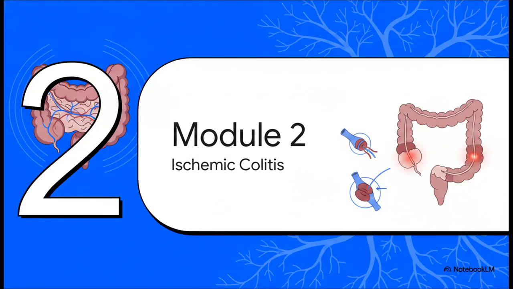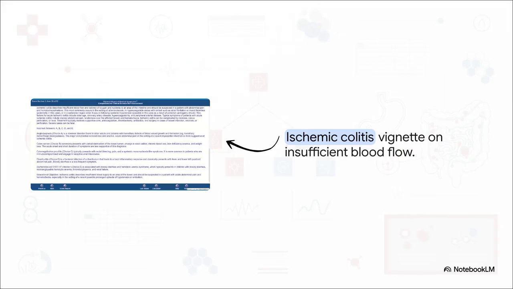Module 2, ischemic colitis and watershed hypoperfusion. We're shifting our focus strictly to the large bowel now. Looking at the source vignette here, we see the exact mechanism of insufficient blood flow and oxygen delivery, specifically targeting the watershed areas of the intestine. These are regions at the very far edges of vascular territories. The most notable ones being the splenic flexure, which we call Griffith's point, and the rectosigmoid junction, known as Sudeck's point. Because of their location, they're the absolute most vulnerable spots to drops in systemic perfusion.